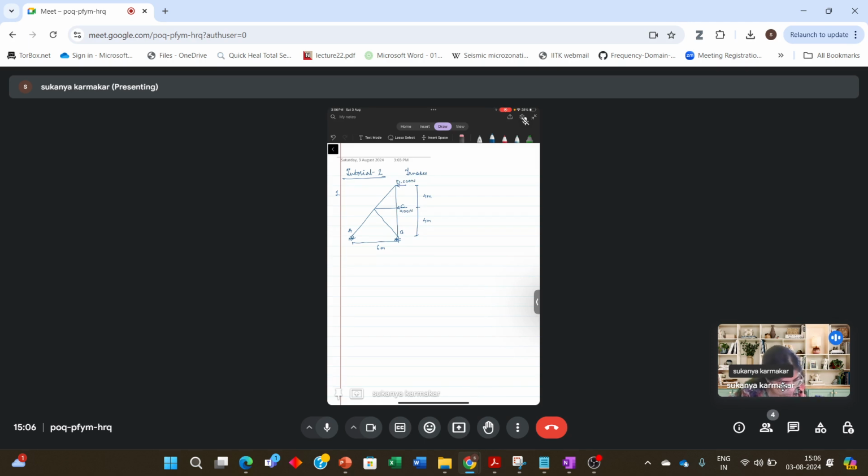You have to determine the force in the members CE and CD. Find force in the members CE and CD.